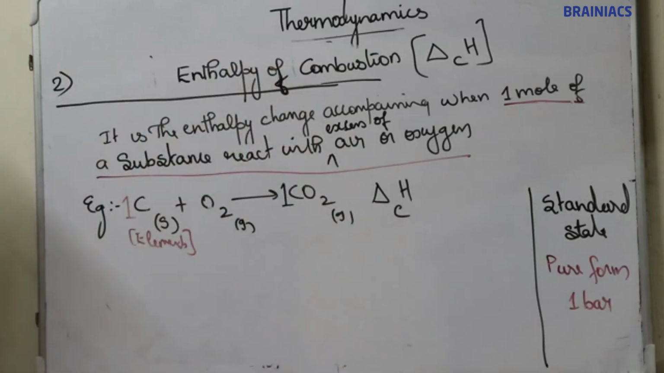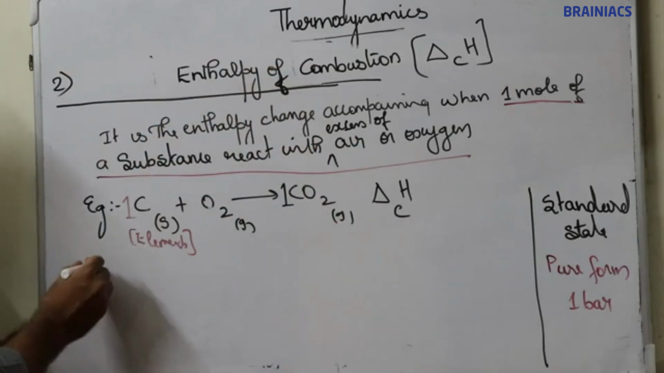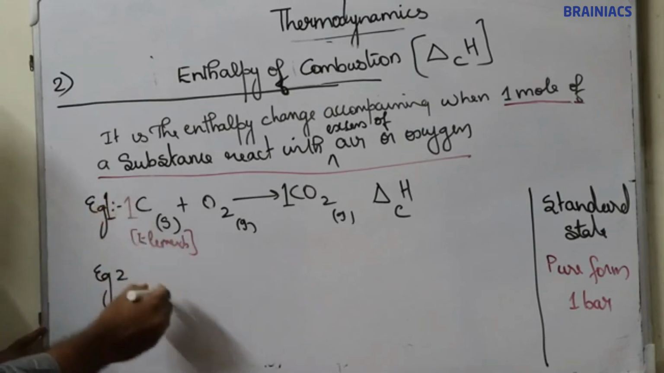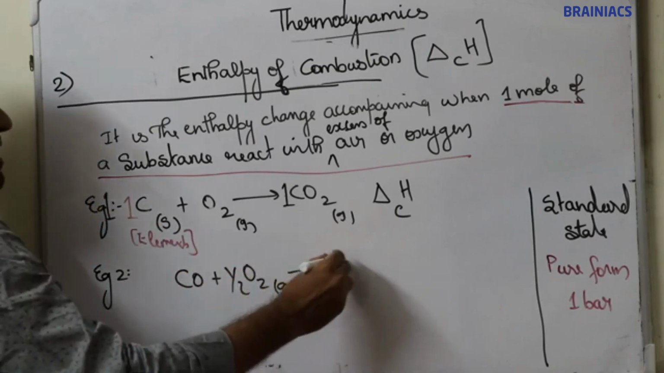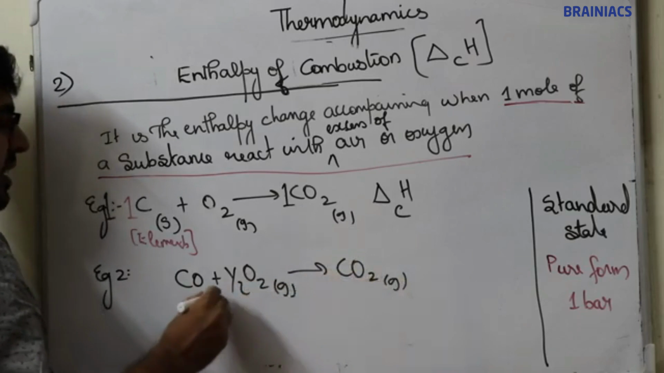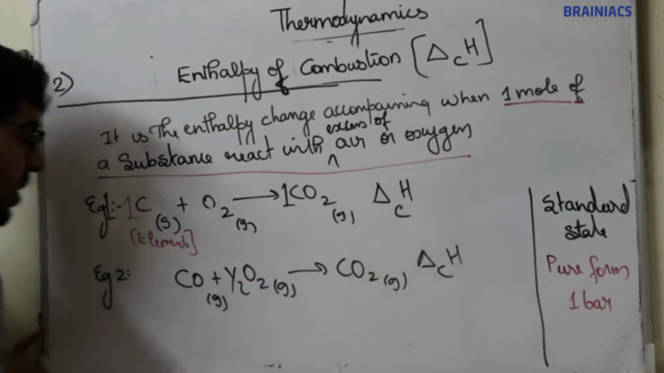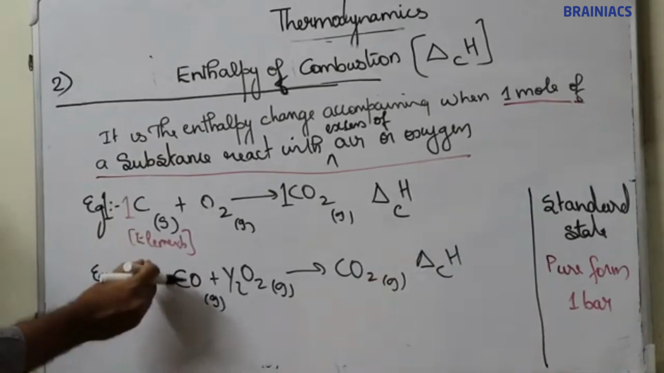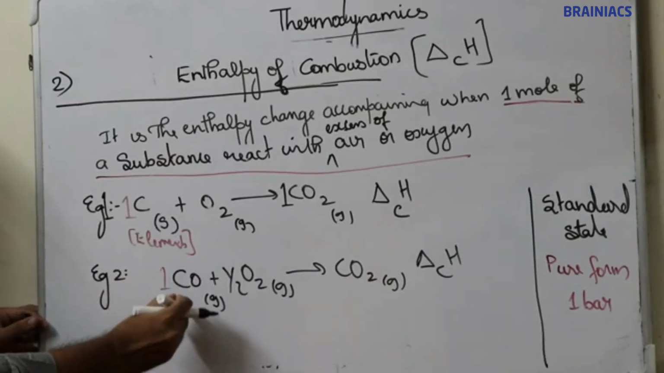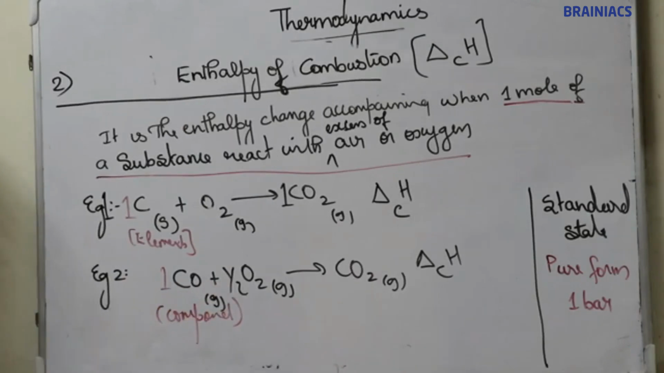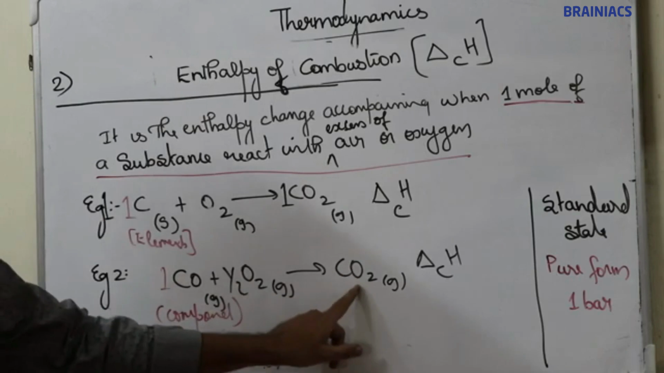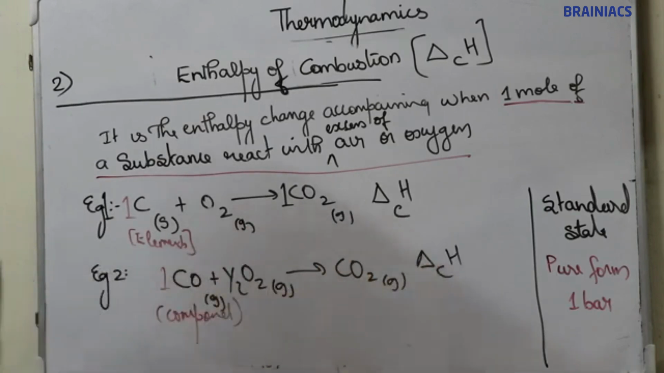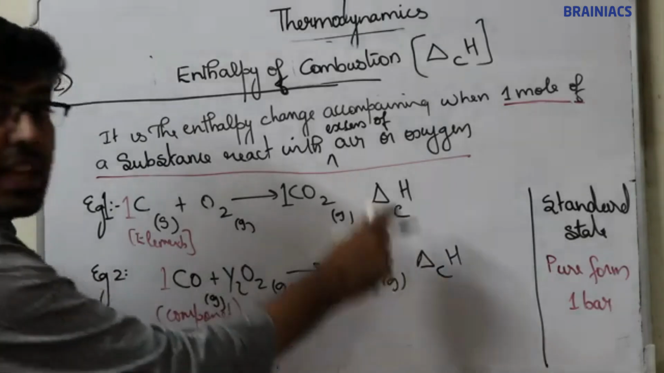Okay, now next one, example 2. CO reacts with half O2 gas giving CO2 gas. Now if you consider this reaction, this one is an example for combustion reaction because we are using 1 mole of compound. So here 1 mole of compound reacts with excess of air or oxygen to form carbon dioxide. So this one is an example for combustion reaction. So enthalpy change accompanying this reaction is known as enthalpy of combustion.